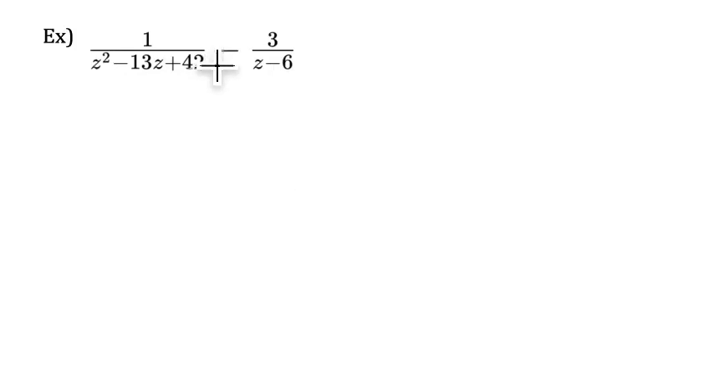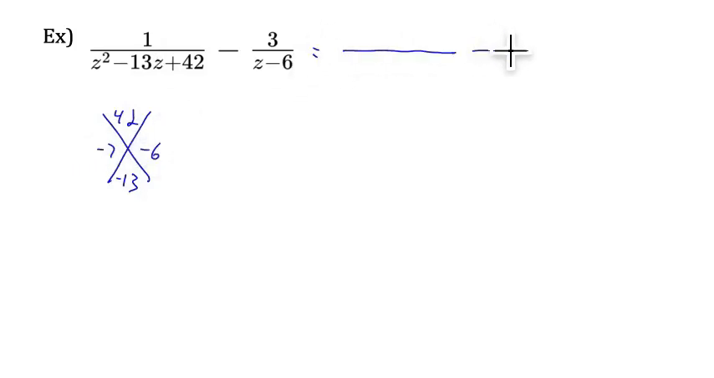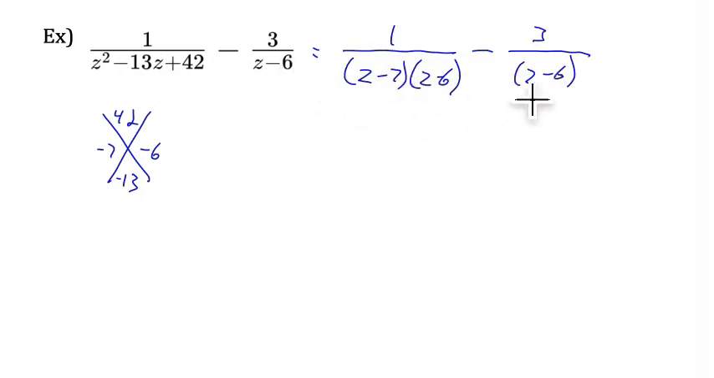Very similar problem, but this time we have a subtraction problem. So we're hoping z minus 6 is a factor of this trinomial, so let's check. So I rewrote the first fractions, so it looks a little different, but it's still the same fraction. They're equivalent. And sure enough, z minus 6 is a factor of this original trinomial. So to get common denominators, all we need to do to the second fraction is multiply by z minus 7 in the numerator and denominator.